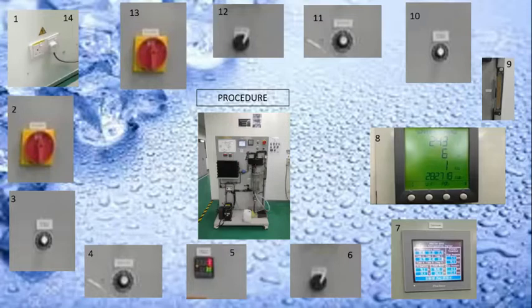Next, we take the flow meter data, then convert from milliliters to liters per minute.